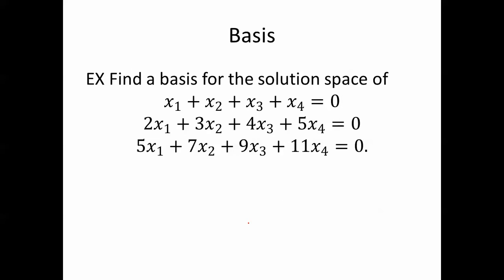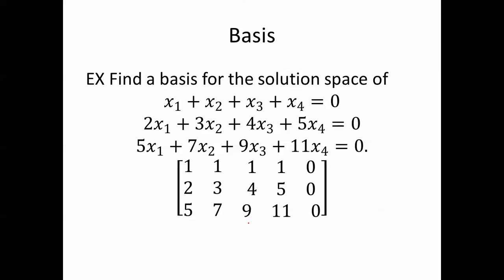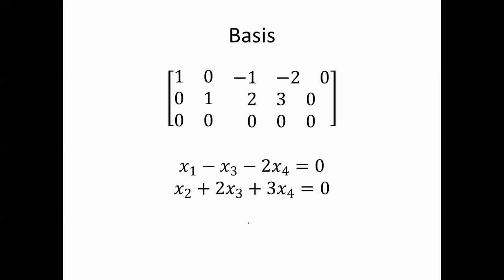Find a basis for the solution space of this system of equations. Okay, we know how to solve this. We get it in matrix form, and we end up with this in reduced echelon form, which corresponds to these equations. x1 minus x3 minus 2x4 equals 0. x2 plus 2x3 plus 3x4 equals 0.